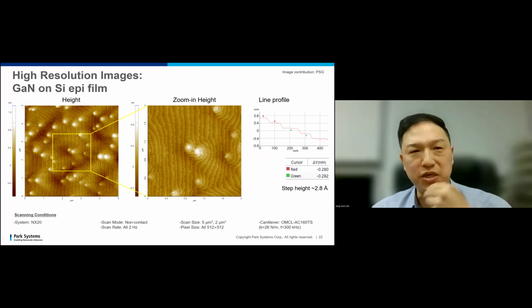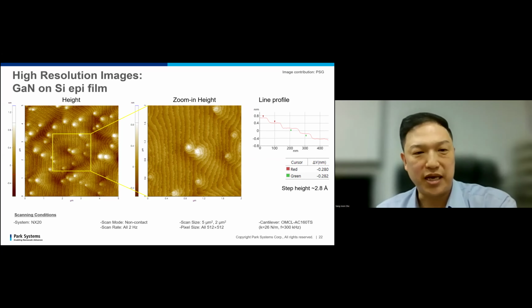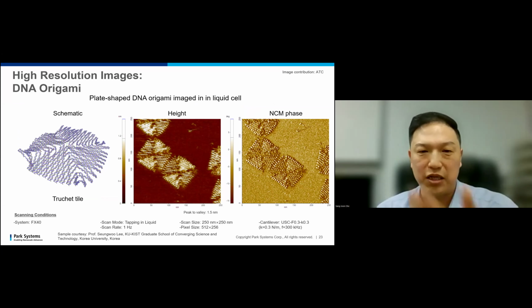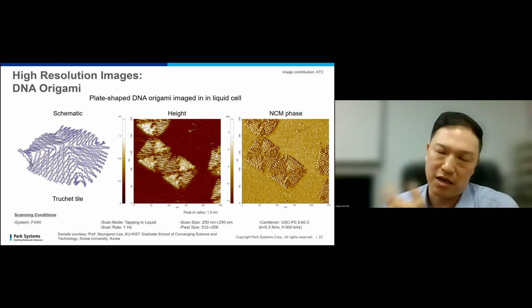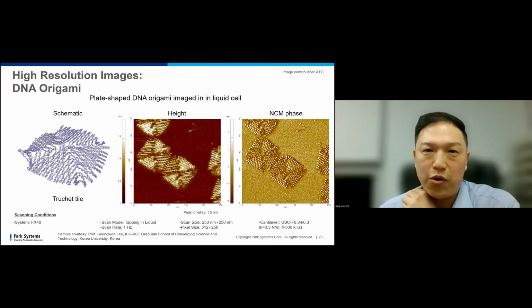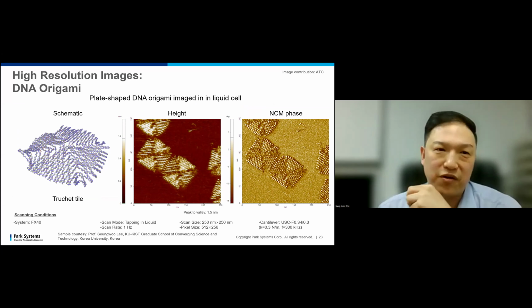However, AFM has much better vertical resolution than lateral resolution. If you look at this gallium nitride and silicon epi film, it clearly resolved 2.8 angstrom atomic steps quite easily. AFM could also resolve biological samples, because many people try to manipulate DNA, not just biologists but also nanotechnology researchers. This is a DNA origami in liquid conditions. This liquid phase high resolution imaging capability tells us of the possibility of driving a variety of innovations in molecular biology research too.